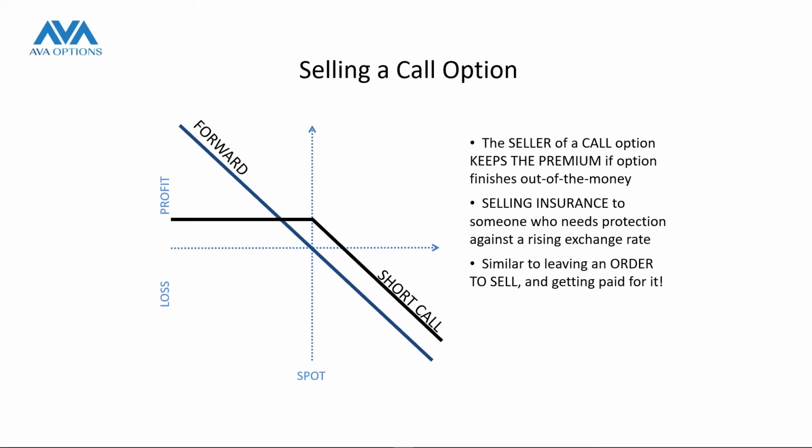Only options give you that power. So you can be the insurance company, get paid for taking that risk, and get paid for giving someone else the protection, or giving somebody else the peace of mind that he cannot lose more. Now, you're taking risk here. You have unlimited loss potential, just like you do if you go short the market and the market goes higher. Same risk, selling a call and selling a forward.